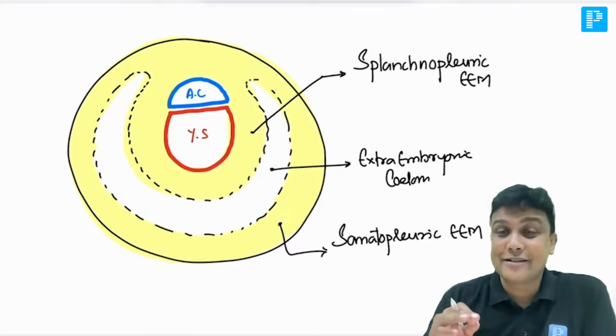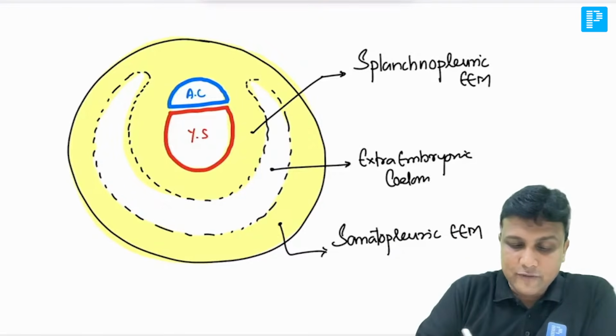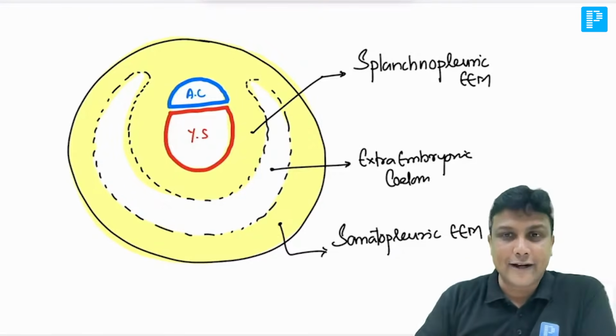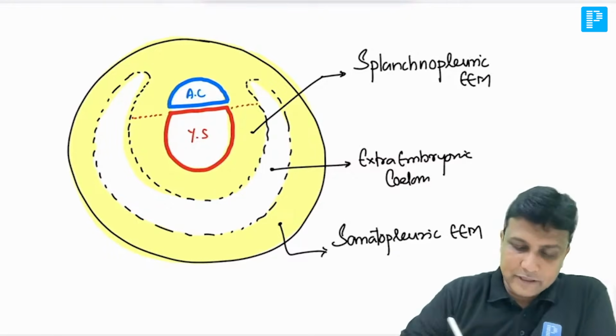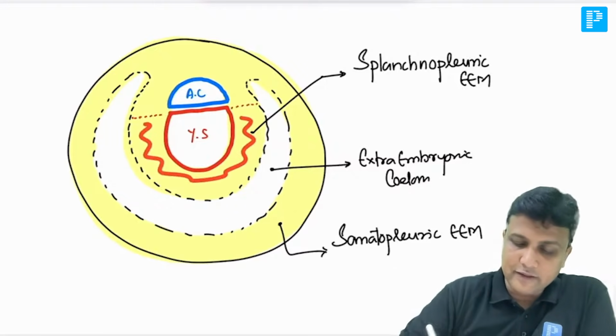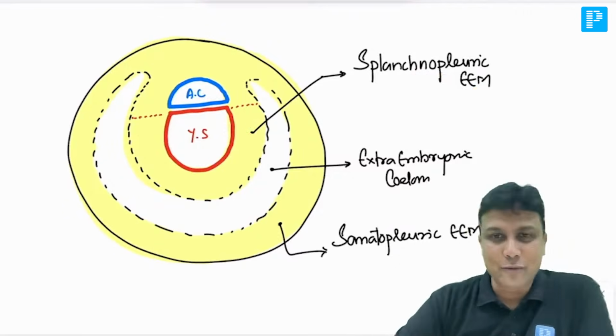Welcome to Langman's Embryology. It is given very clearly that only the mesoderm which is around the yolk sac, from here to here, will be the splanchnopleuric extraembryonic mesoderm. Remaining everything will be somatopleuric.